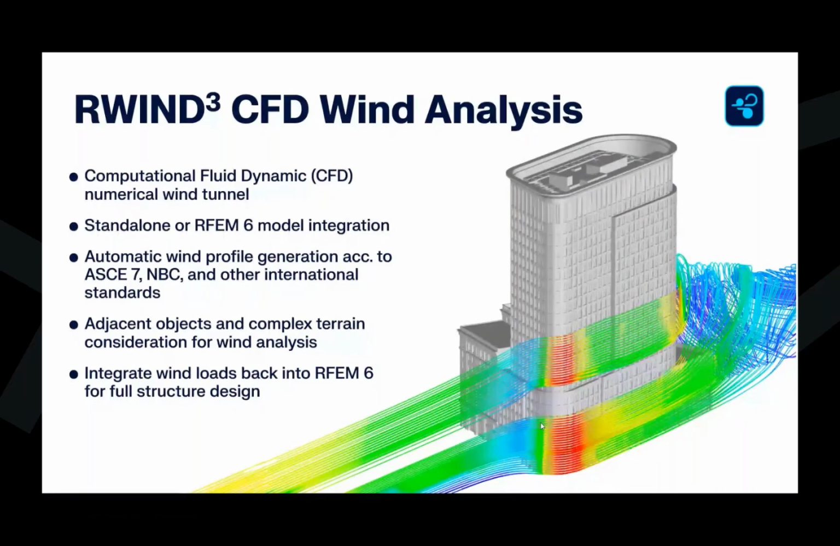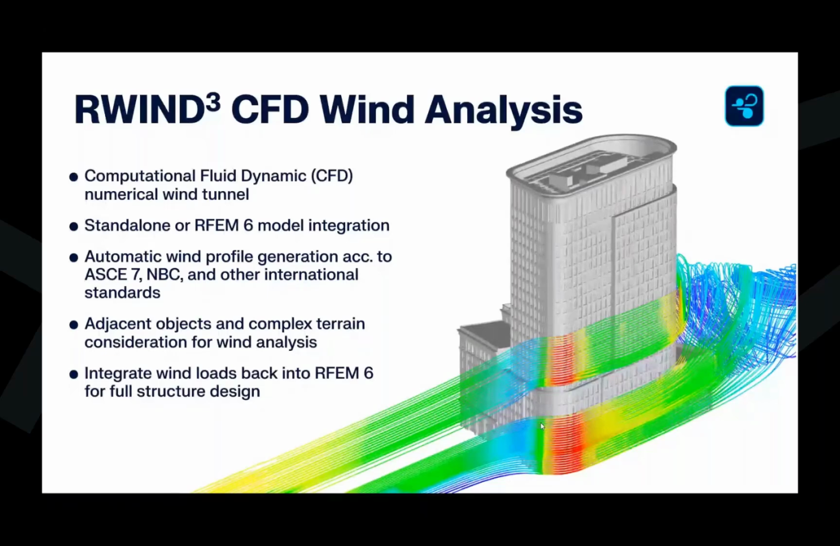So when you are integrating with RFEM 6, we also have the ability here to automatically generate the wind profile according to the codes such as the ASCE 7 and MBC. And this is not to be confused. CFD is entirely code independent. But what I mean by this is the wind velocity entering into the wind tunnel can be generated according to these codes, taking into account some of the different coefficients. So what is the wind speed as a function of the tunnel height?